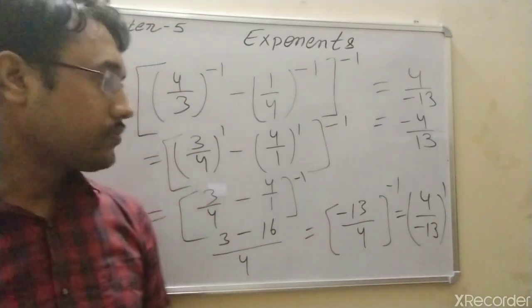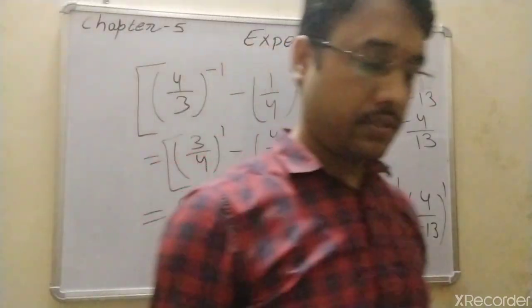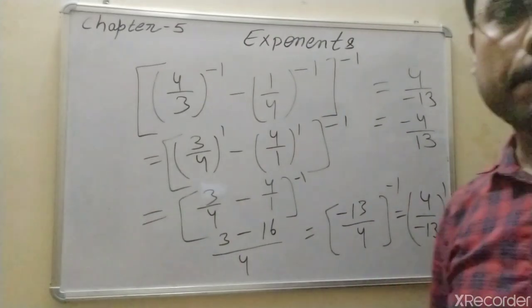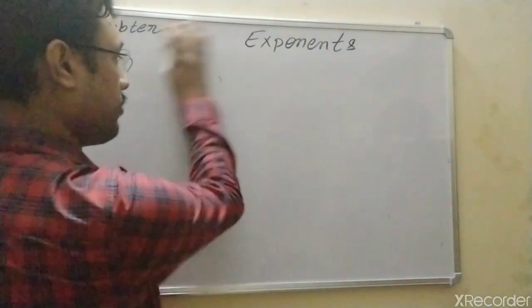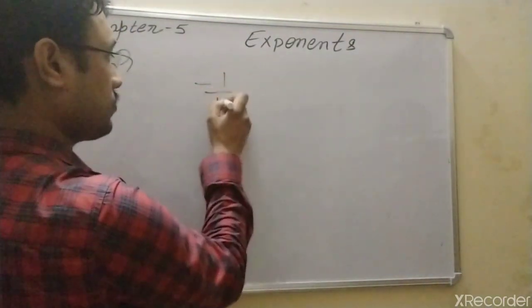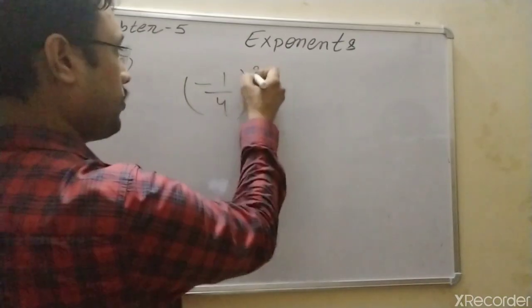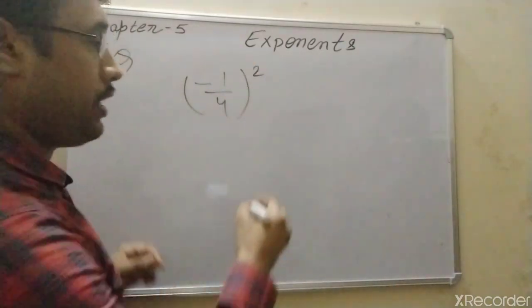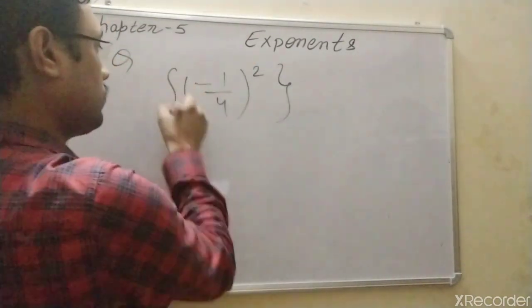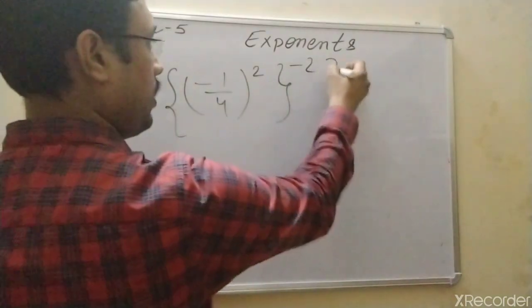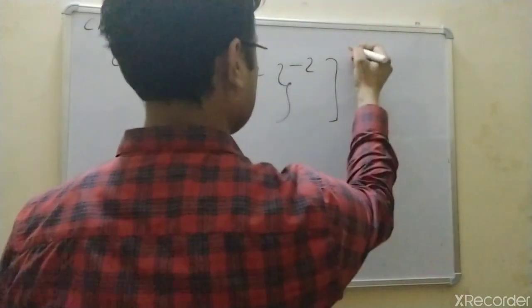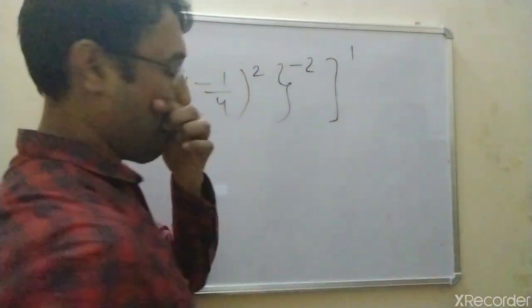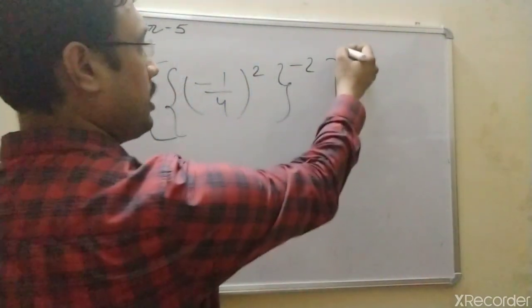Okay. Next, we see this. Next question, I am going to tell you that the number is given minus 1 by 4 to the power 2. Okay. And then upon that the power is given minus 2, and above this one more power I can give here, that is minus 1.